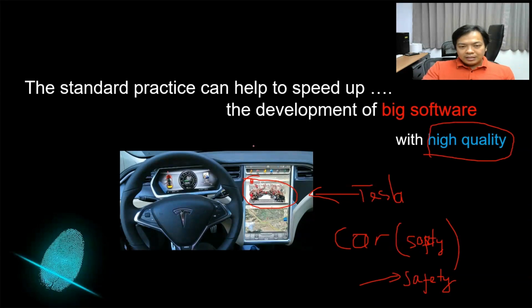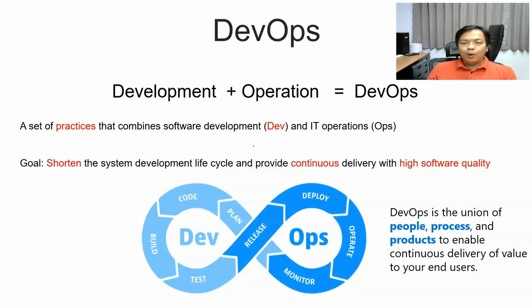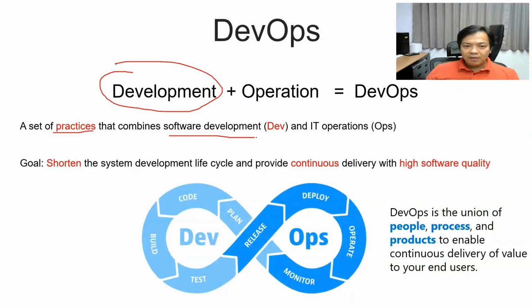Yeah. So besides the waterfall model and the Agile model, I will introduce the third one related to DevOps. DevOps is a term that means development plus operation equals DevOps. Actually, this is a kind of practice. Practice means how you do something. This practice combines software development, like a dev or coder or tester, and IT operations. That is about the sysadmin.